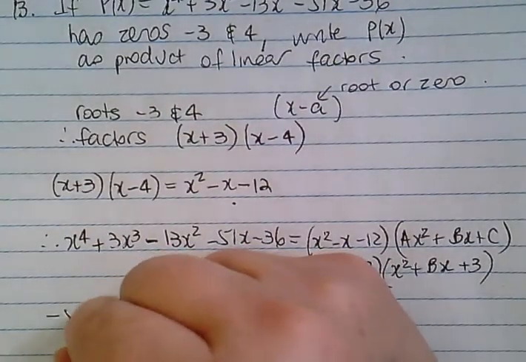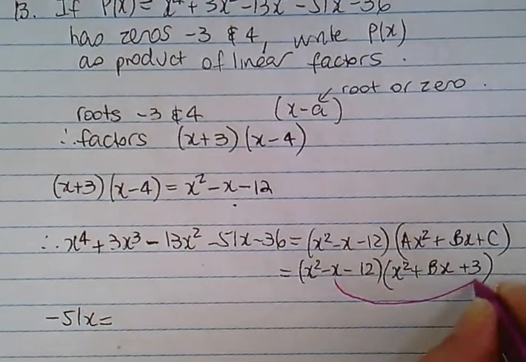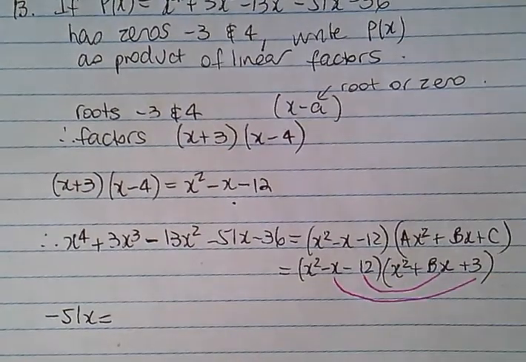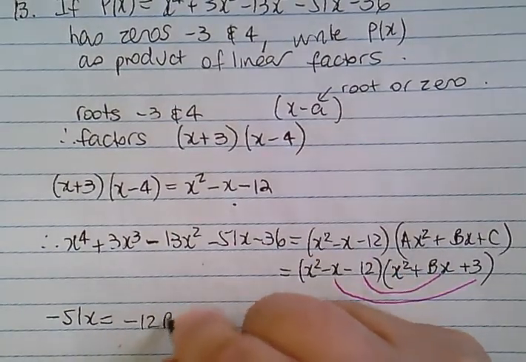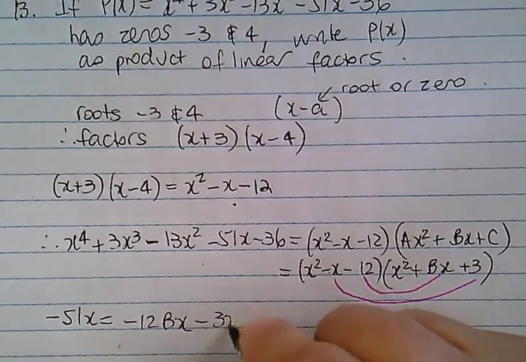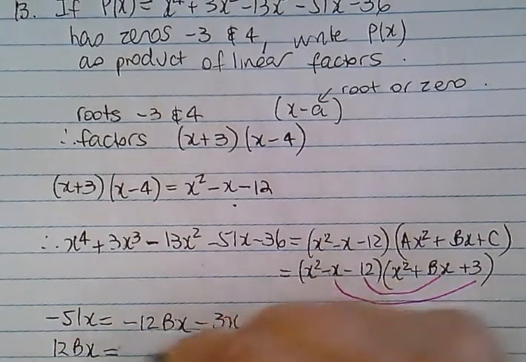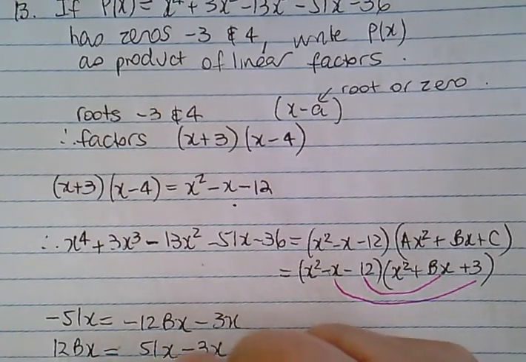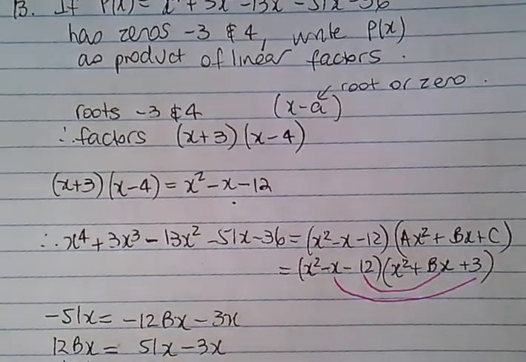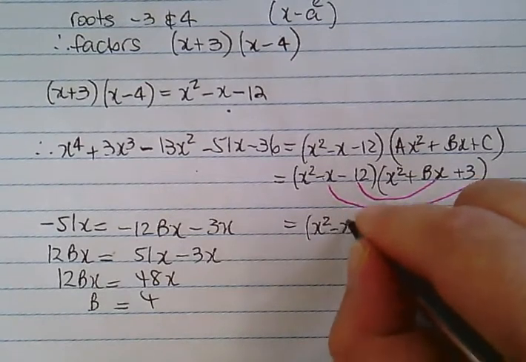The x. So minus 51x is, where do we get x from? X times the constant, and the constant times the x. Only 2 places. So I've got negative 12bx minus 3x. So therefore, 12bx is 51x minus 3x. 12bx is 48x. I can see what b is. It's 4. And you're done. But we still have to factorize.